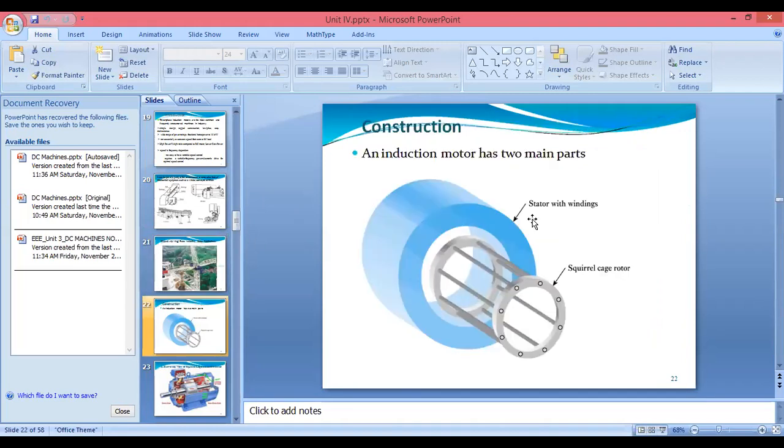So we can see the induction motor will also consist of two parts. These are nothing but the stator and the rotor. We can say the stator is the part available with the winding. That winding we can call the field winding. And the squirrel cage rotor, this is the armature winding, or we can say this is the main winding.